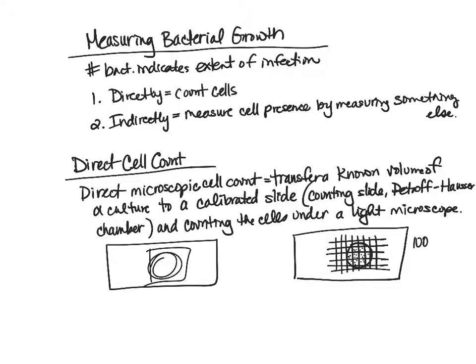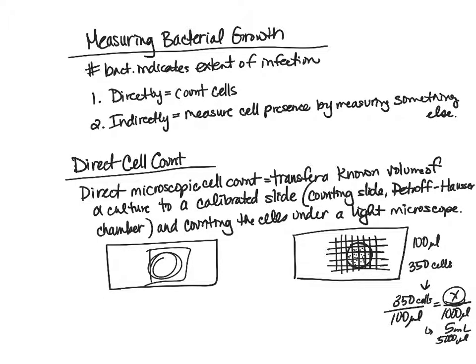So if we have 100 microliter volume here and say we count, let's say we count something like 350 cells, then we can use that information, the 350 cells over 100 microliters volume. And we can do our math over here for how many cells per 1,000 microliters, a milliliter. And then we know how many are in there. Or if we wanted to think of our test tubes in there, we could do over 5 milliliters, which would be 5,000 microliters. So then we could calculate the number of cells that would be in the entire volume, so we would know.